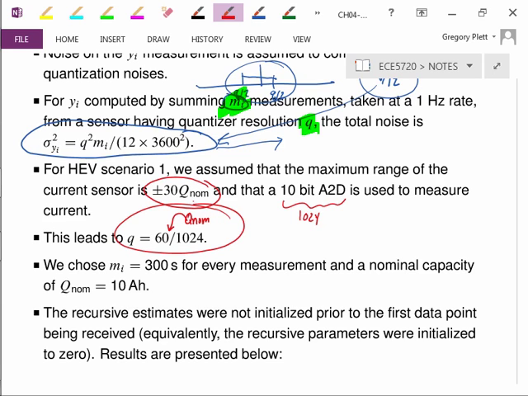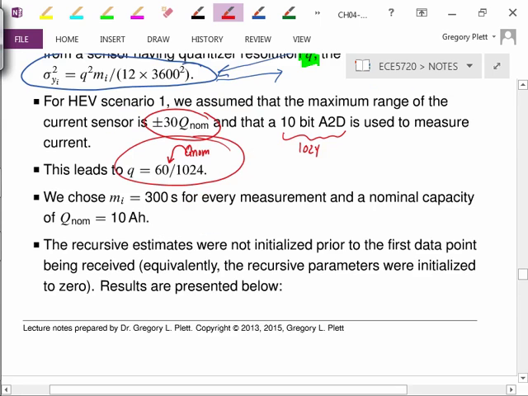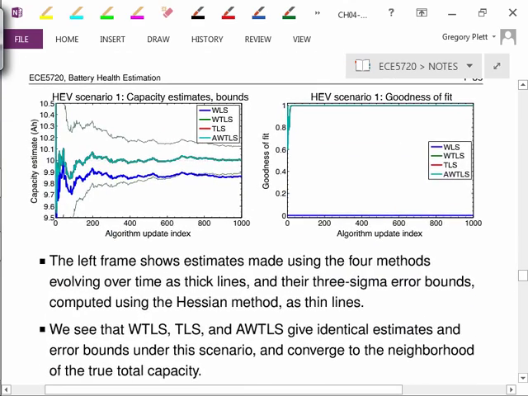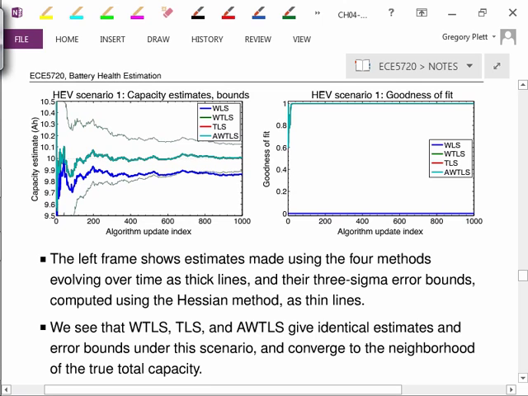In scenario 1, I did not initialize the recursive estimates before I started. In other words, they were initialized to 0. And I present some results here. On the left-hand side, we have capacity estimates evolving over time, and on the right-hand side, we have some goodness of fit results. So let's look at the left-hand side first.